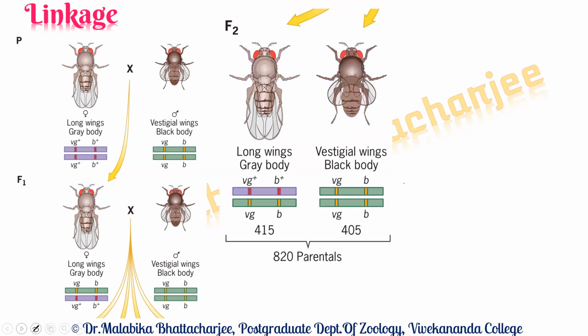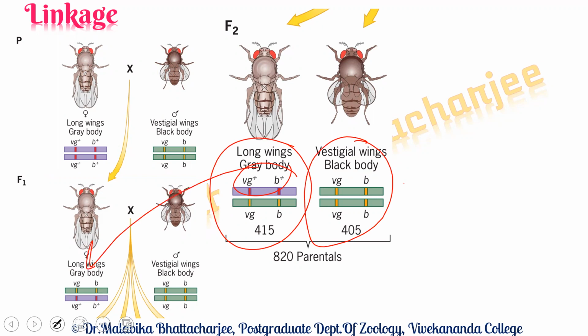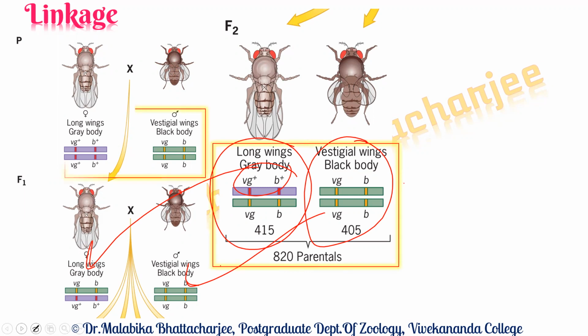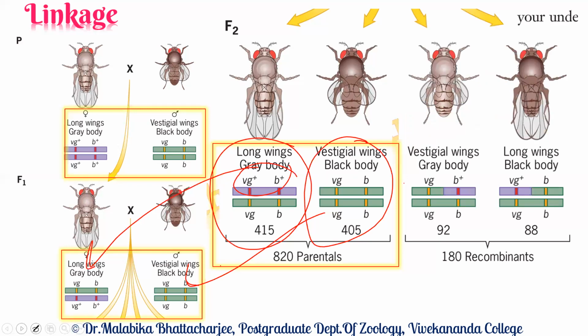These are the parental types. VG plus B plus, the genes are present in coupling. So this is one parent, and this is the other, the recessive parent. You can see the similarity with the parents. And now we get the two recombinant types. There's a crossing over phenomenon occurring. So we have VG B plus and VG plus B. Crossing over has occurred.